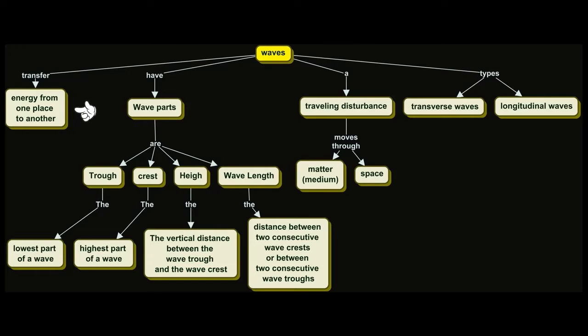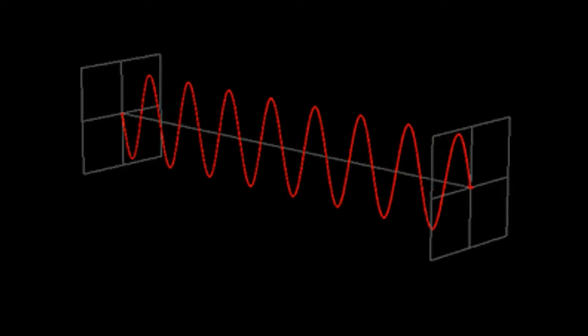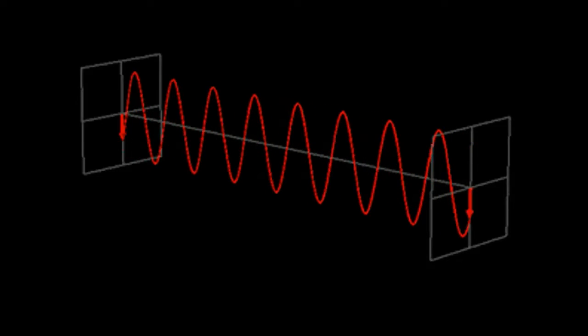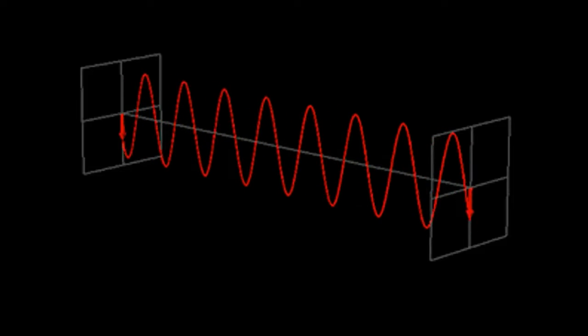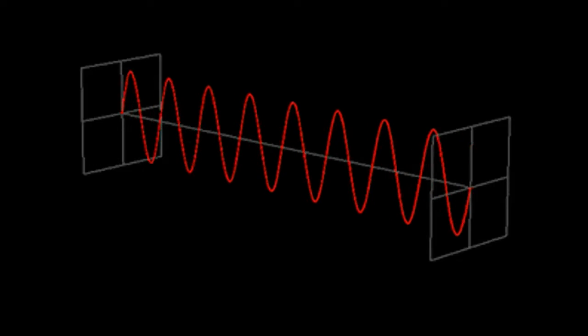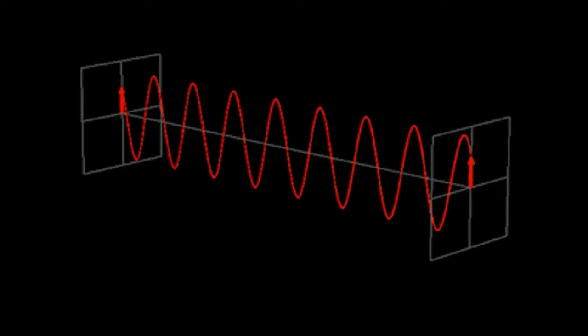Basically, a wave is actually a transfer of energy from one place to another. Waves can also be called a traveling disturbance. So, this is an illustration of a wave. It really is a disturbance in space. It is moving upward and downward while traveling in a forward direction. This type of wave is called a transverse wave.